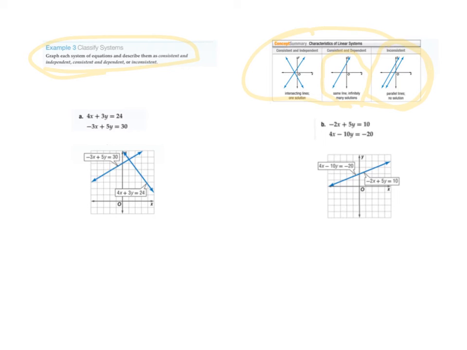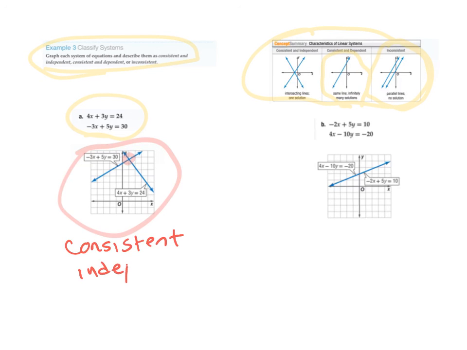So let's look at our first example here. We want to look at the graphs of those, which we have right here. And the question is, are these lines consistent, inconsistent, dependent, or independent? So first off, they have an answer. They cross right in this spot. Since they cross, they're consistent. And also because they only cross in one spot, they're independent of each other. So these are consistent and independent because they go in opposite directions.